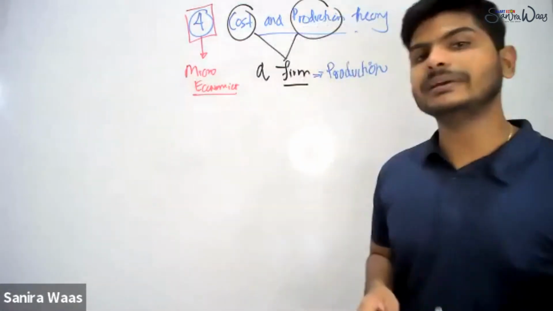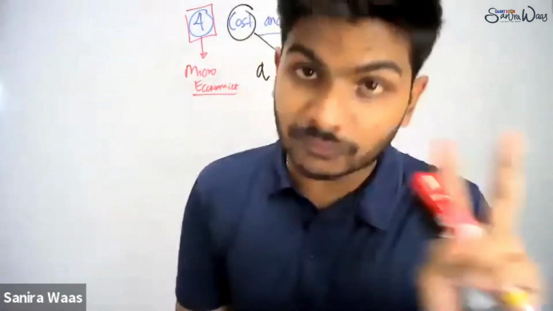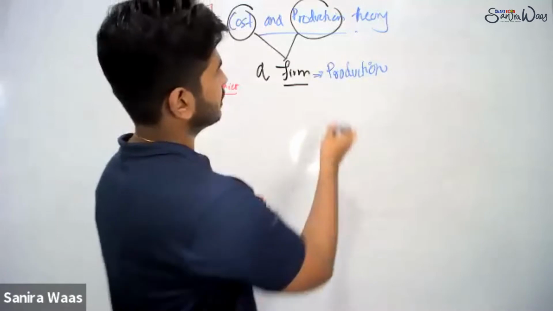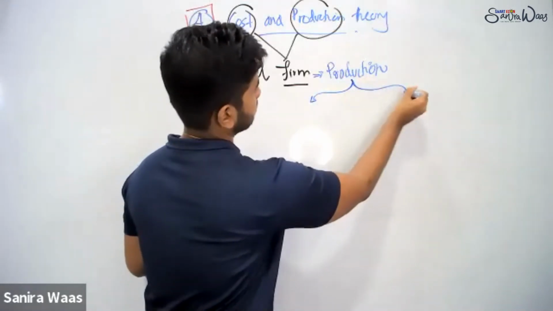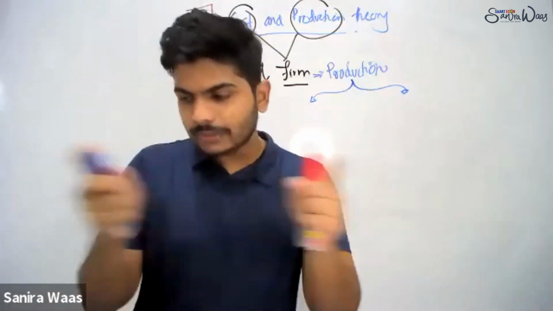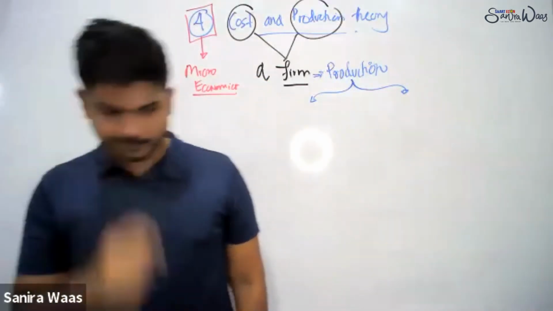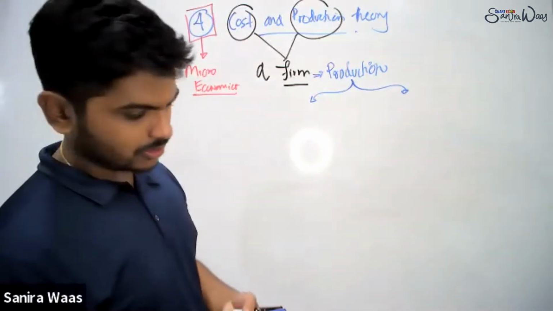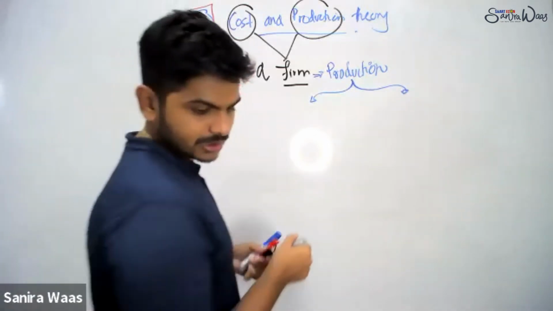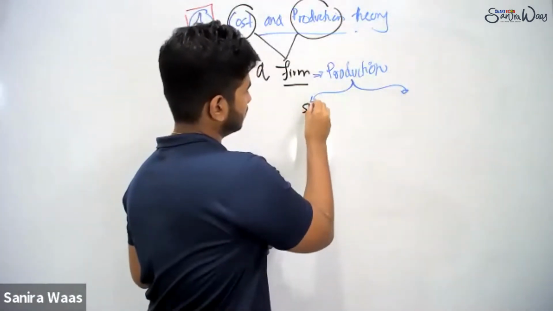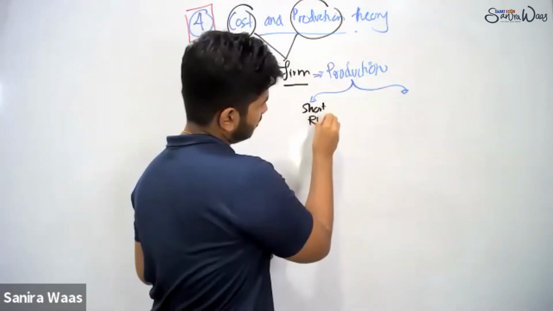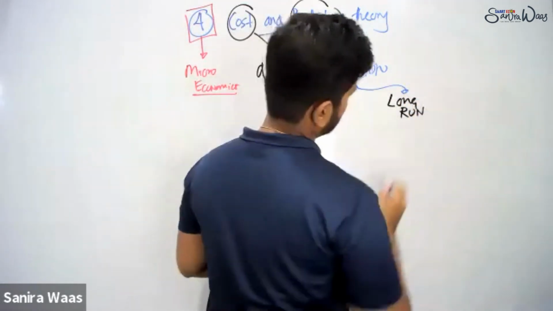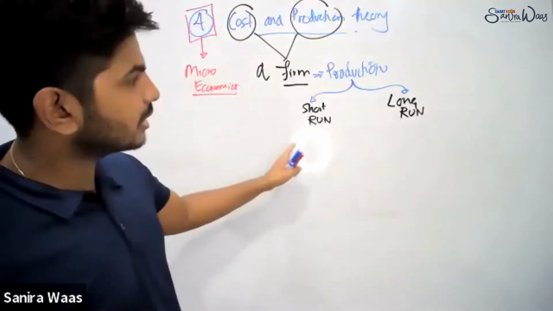Now, there are basically two main time periods, or two main frames of production. What are they? We have two in this. What are those two? Two time frames. Yes. What are they? Good. So it's very simple. Yes, it's short run and long run. So we have two frames: short run and long run.